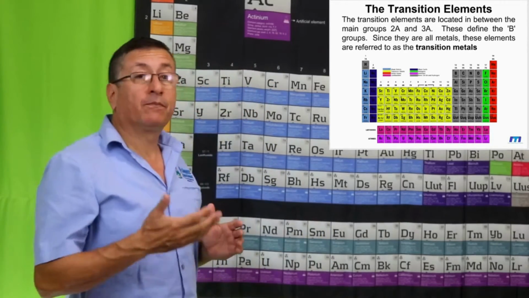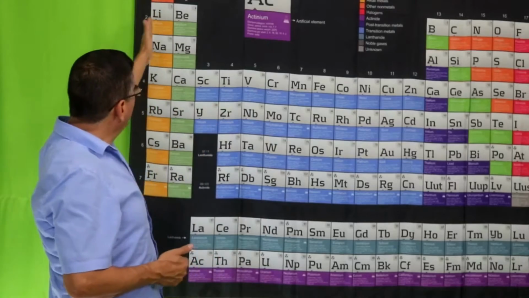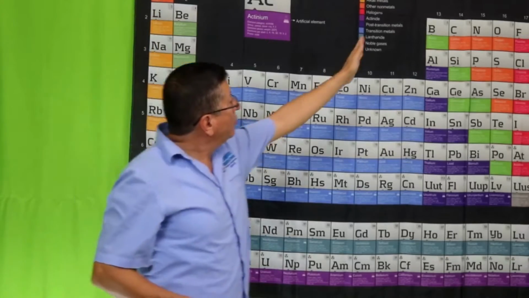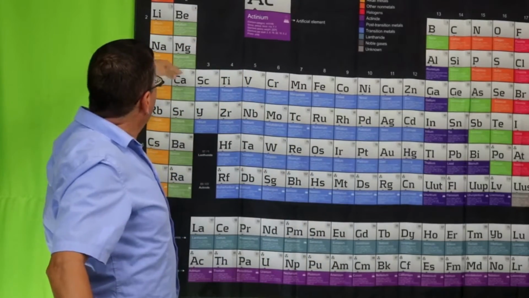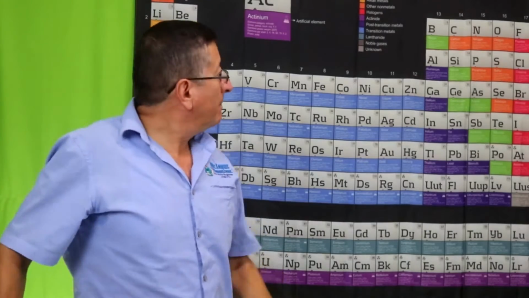Okay, my friends, in the last episode we identified the different types of groups. We have A main groups, and we have the orbits: 1 orbit, 2 orbits, 3, 4. But the classification is according to the amount of electrons in the last orbit. This is the most important part.